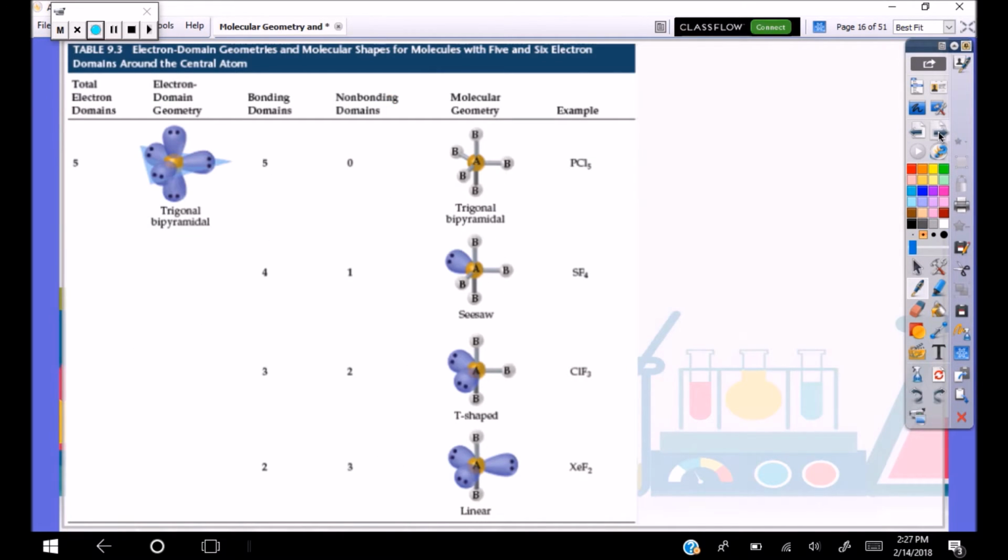When we get to some of the 5 and 6 domains, it gets a little bit trickier. When we have 5 and 6 domains, we've got a mix of the angles. We've got 120 and 90 degrees, depending on which part of the molecule you're looking at. Here's 120, but if you're going from here to here, it's 90. So just keep that in mind when we're looking at some of the angles there, okay?